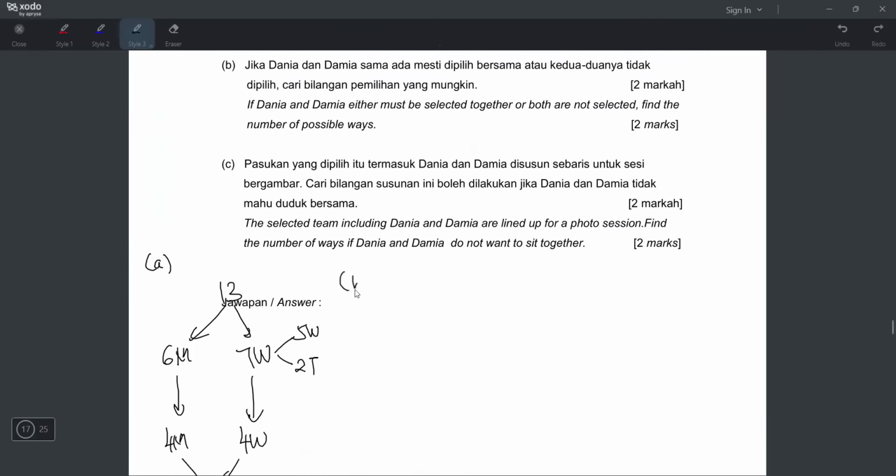Okay, B. If Dania and Damia, the two girls, must either be selected together or both not selected, find the number of possible ways. So I think I have to separate my working into two parts. The first part is both selected. Okay, both twins selected. And then this one is both twins not selected. Yeah, because they say Dania and Damia must either be selected together or both not selected. So like that, and then plus in the middle.